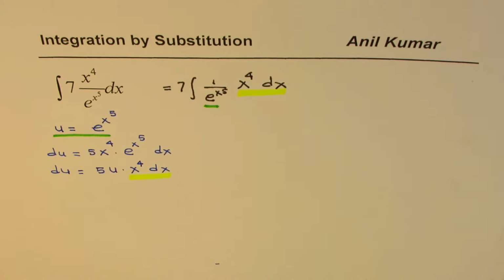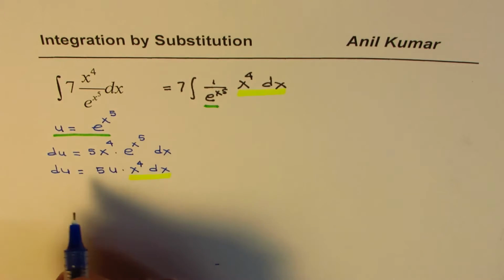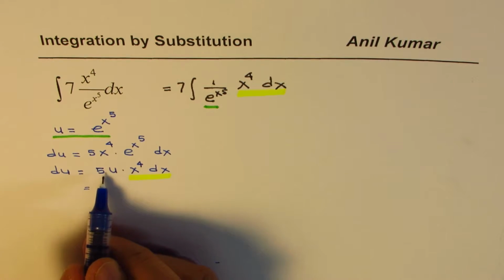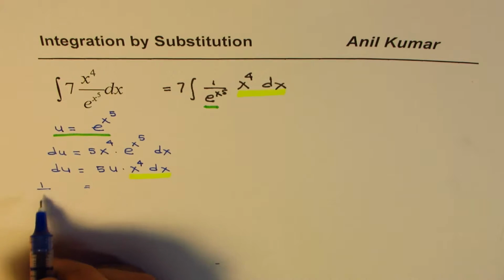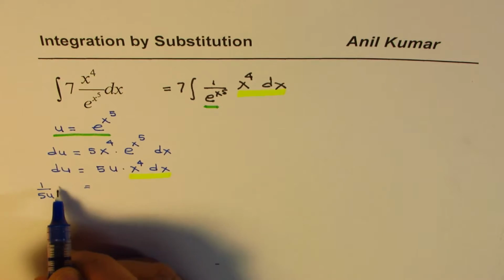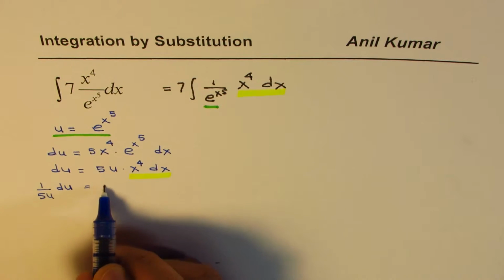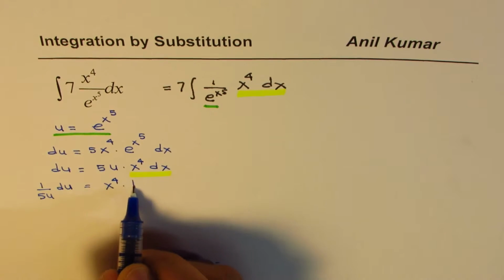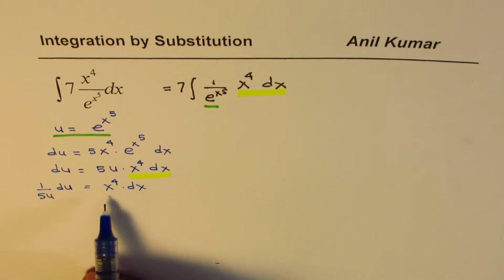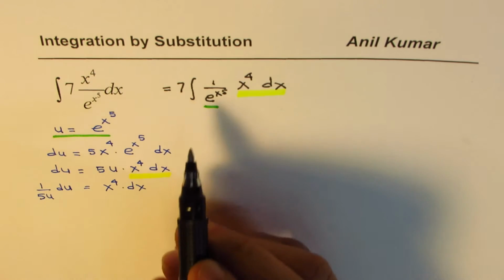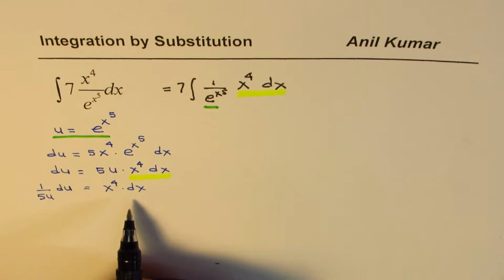So what we will do now is divide by this: 1 over 5u du is equal to x to the power of 4 dx. Do you see that? Now taking that into consideration, that is the kind of substitution we are going to do.